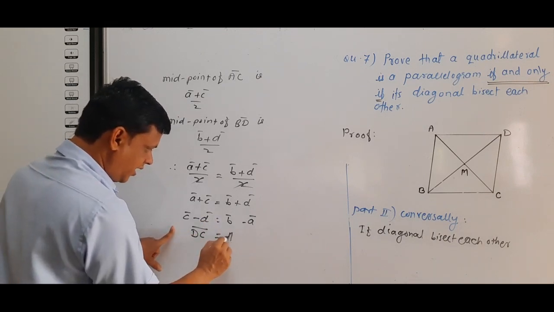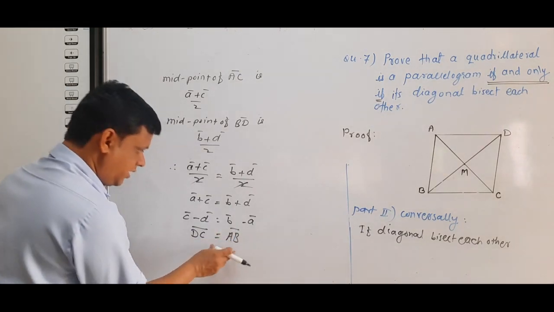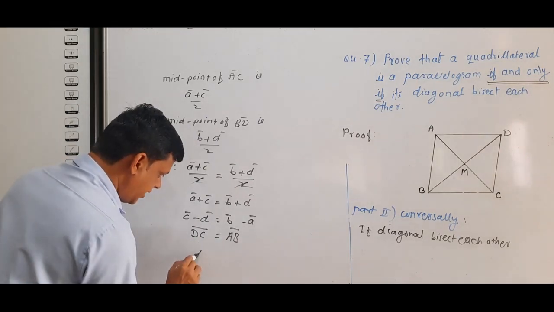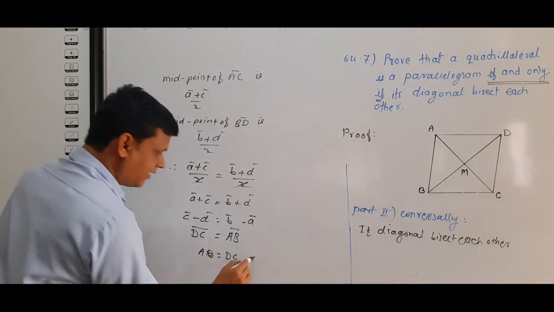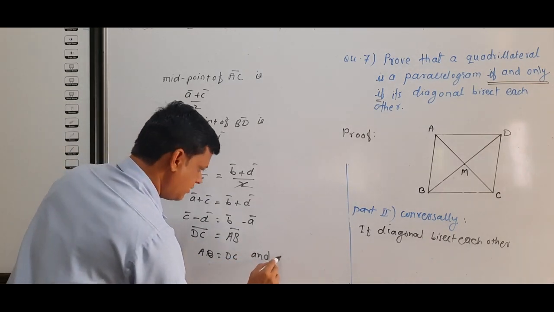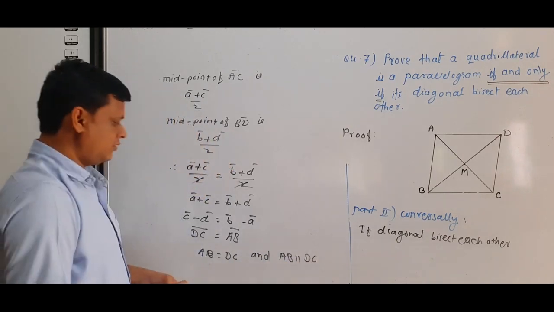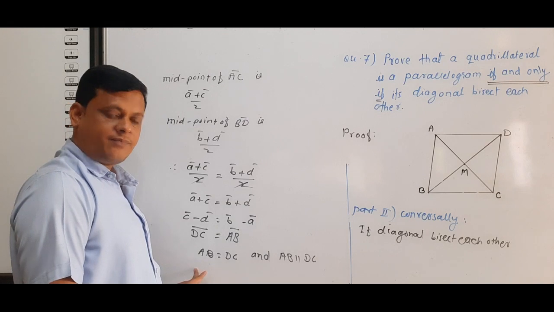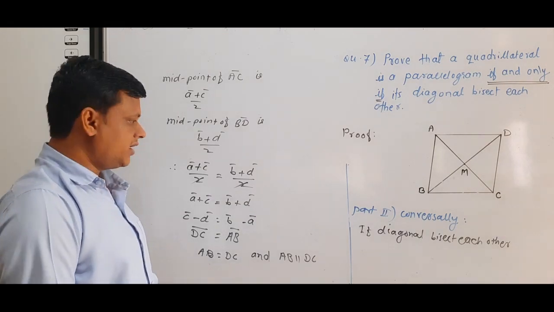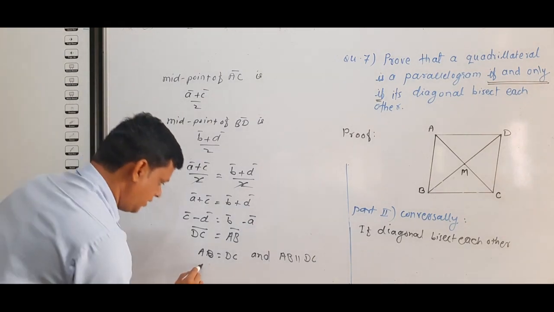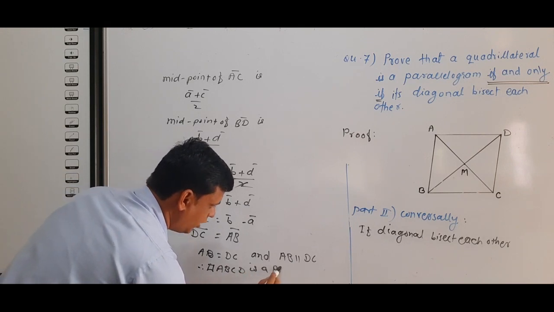This is vector AB. If we consider the magnitude of these, these two vectors are equal. So we write here AB equals DC and AB parallel to DC. So this is the condition for a parallelogram. Therefore the quadrilateral ABCD is a parallelogram. So in this way we can write, therefore quadrilateral ABCD is a parallelogram.